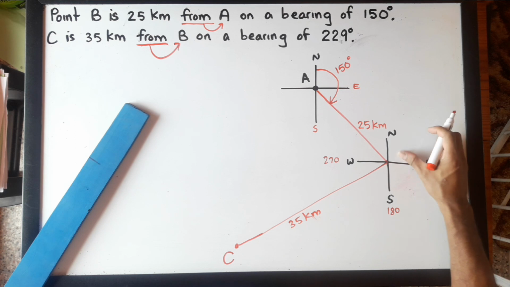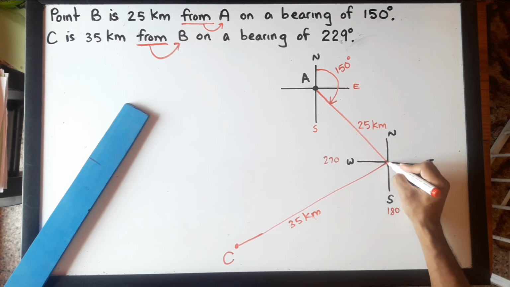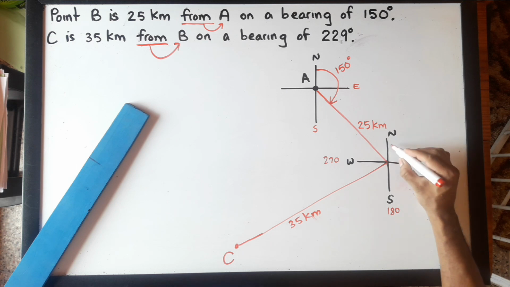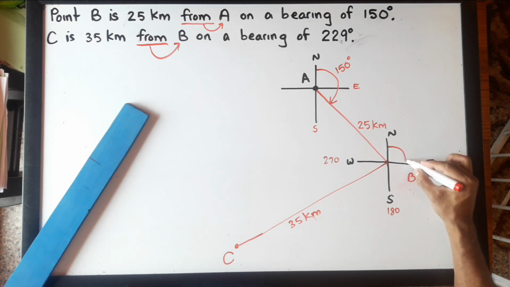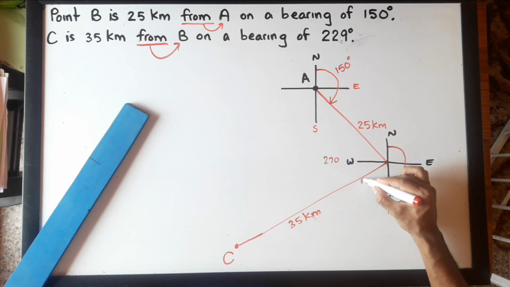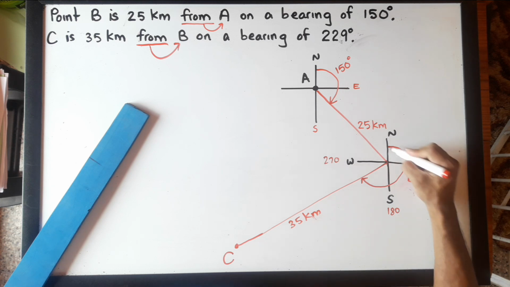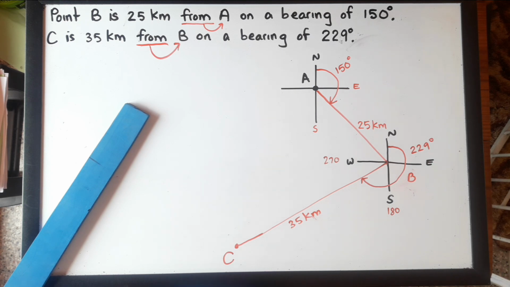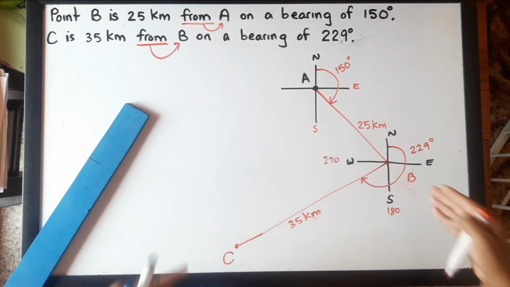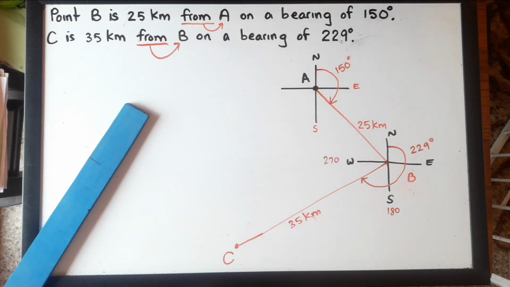Let me clear some space here. This is point B, sorry. I'm just writing it a little way from the center, because I need the space. The 229 is from the north, spinning clockwise until we reach this line. Remember, that's the line that will take us to point C. So this entire red line is 229 degrees. And that's the bearings diagram for this particular question.